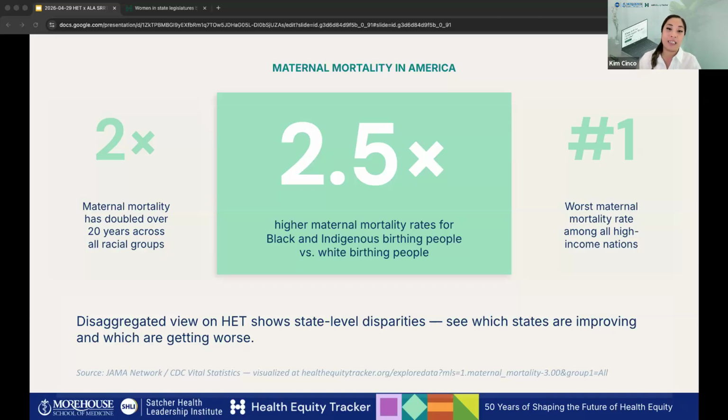When community advocates can show up with that 2.5 times figure, not as an abstract claim, but as a data visualization with a source, with trend lines, with state level context, that changes what's possible in an advocacy conversation.